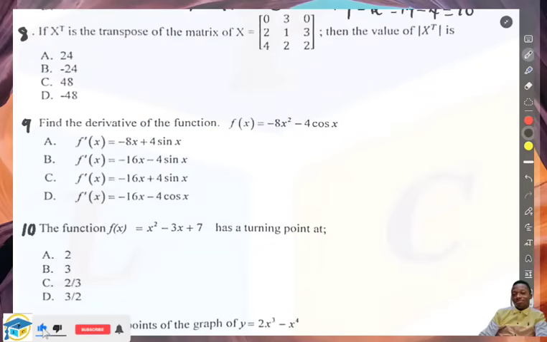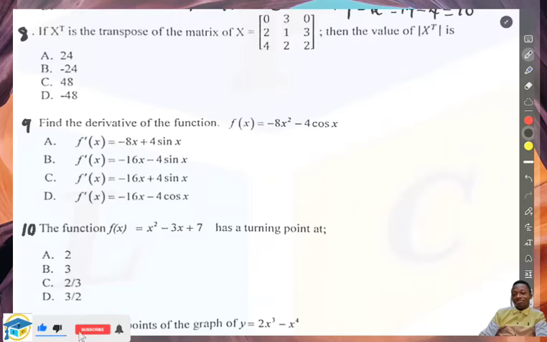Question number 8. If X superscript T is the transpose of a matrix X, then the value of the absolute X superscript T is... so here we are asked to find the determinant after X has been transposed. How do you transpose a matrix? We interchange rows for columns, or columns for rows. That is the basic rule. Either way that you go, you're still going to get the transpose of a matrix. And I believe that is clear.